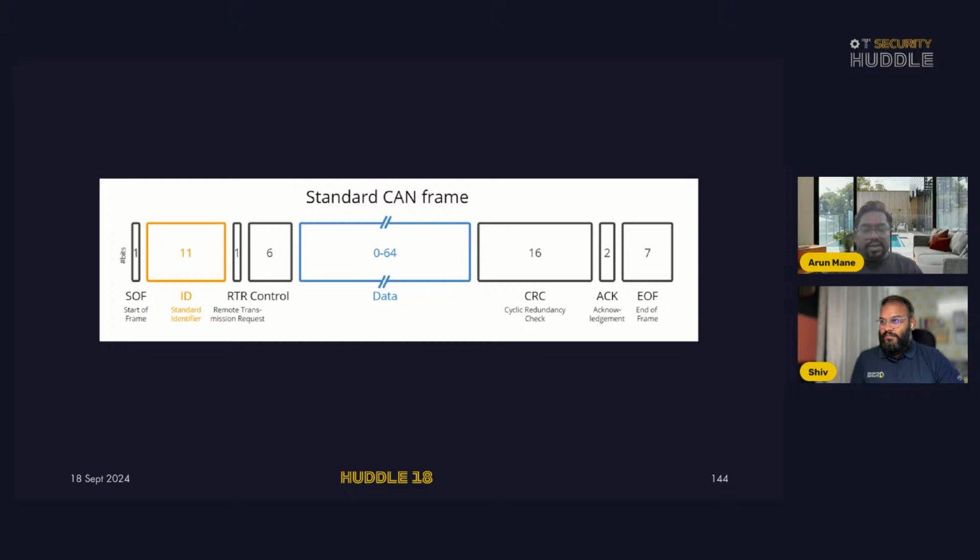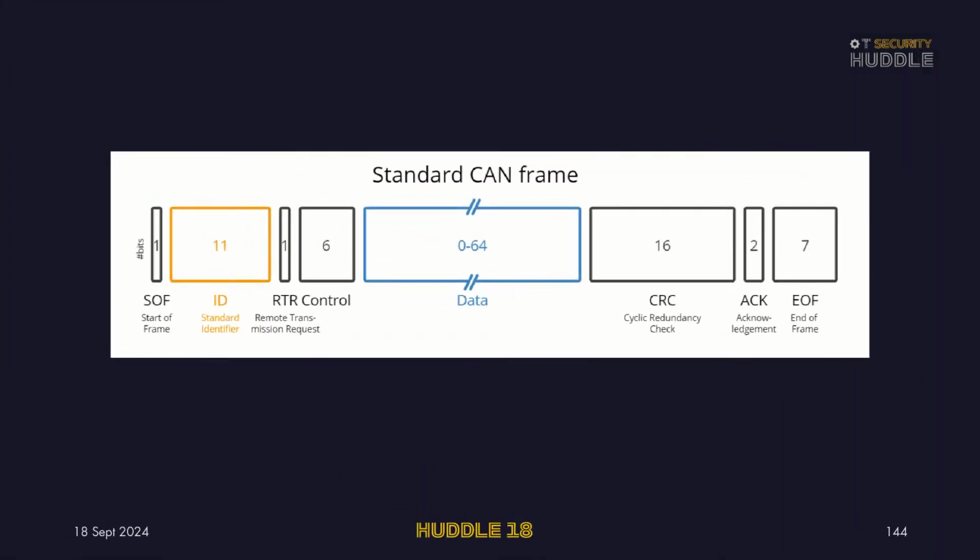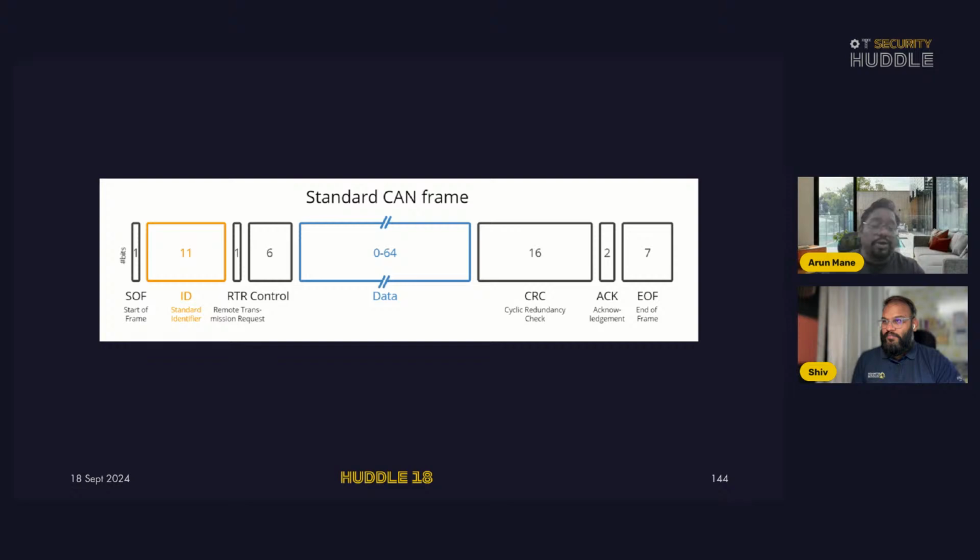So what exactly is the frame in that case? If you see SOF, that's the start of the frame, and we have the ID. CAN bus was launched in 1987 by Bosch, and in 1989 they came up with two types of protocols in CAN bus itself, that is CAN 1.0 and 2.0. In 2.0, they have CAN 2.0A and 2.0B.